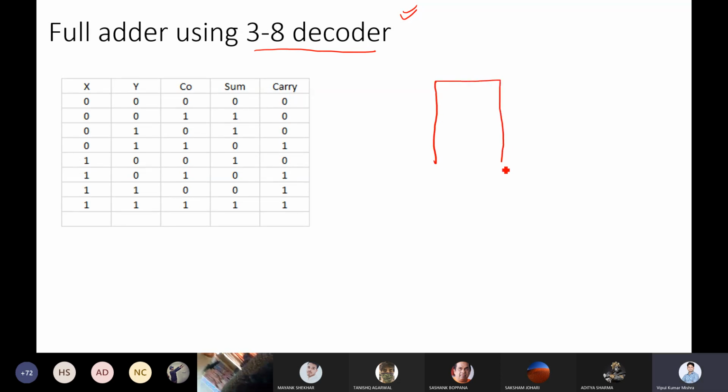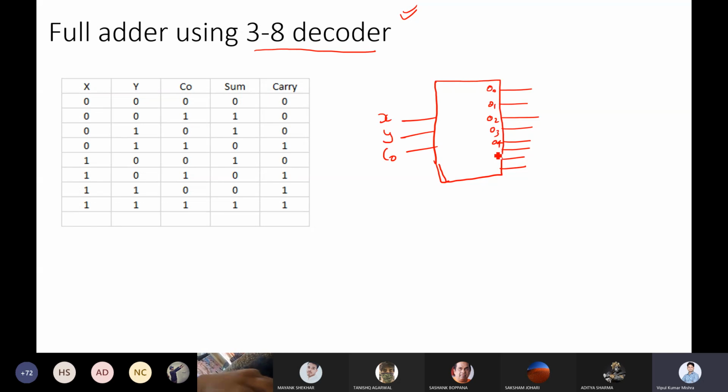So suppose you have a 3 to 8 decoder. Let me say this is X, this is Y, this is C0. Then you have 8 outputs. So you can say this will be your O0, this is O1, this is O2, this is O3, O4, O5, O6, and O7. Let me try to make some longer straight lines so that you can add.